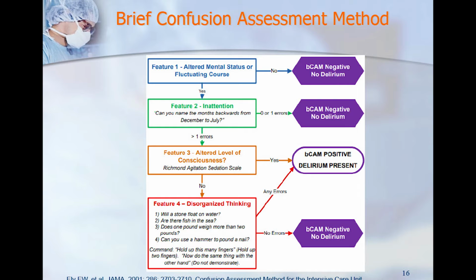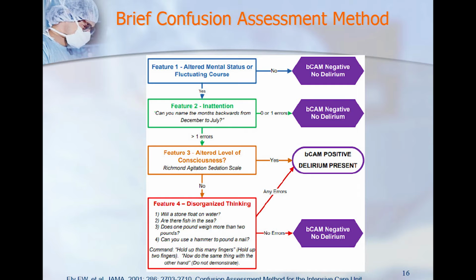So just look at all four criteria, one, two, three, four, one by one, step by step in the app. Instead of a questionnaire that needs to be printed out, you can use the brief CAM, the bCAM app, to answer those questions. Does the patient have altered mental status or a fluctuating course? If no, then it is negative, no delirium.